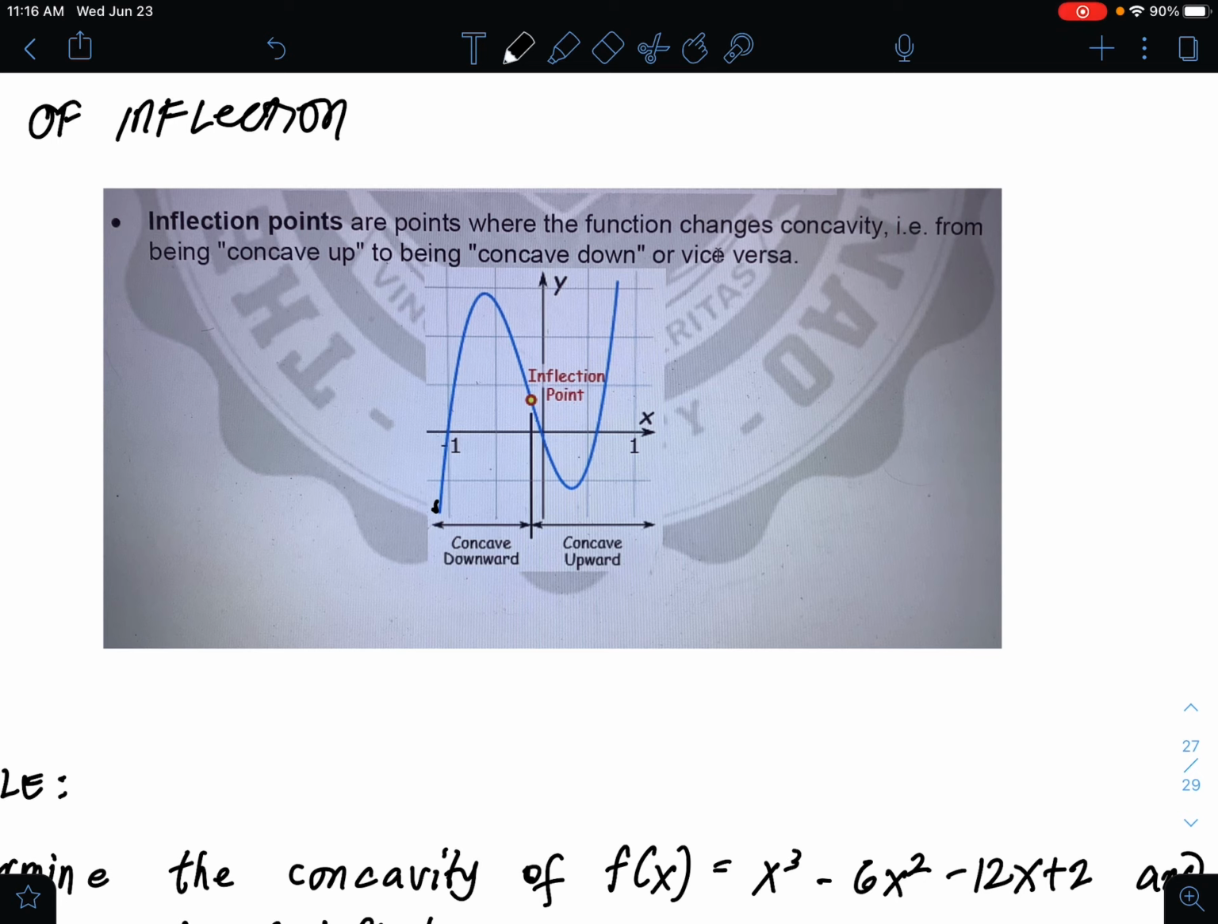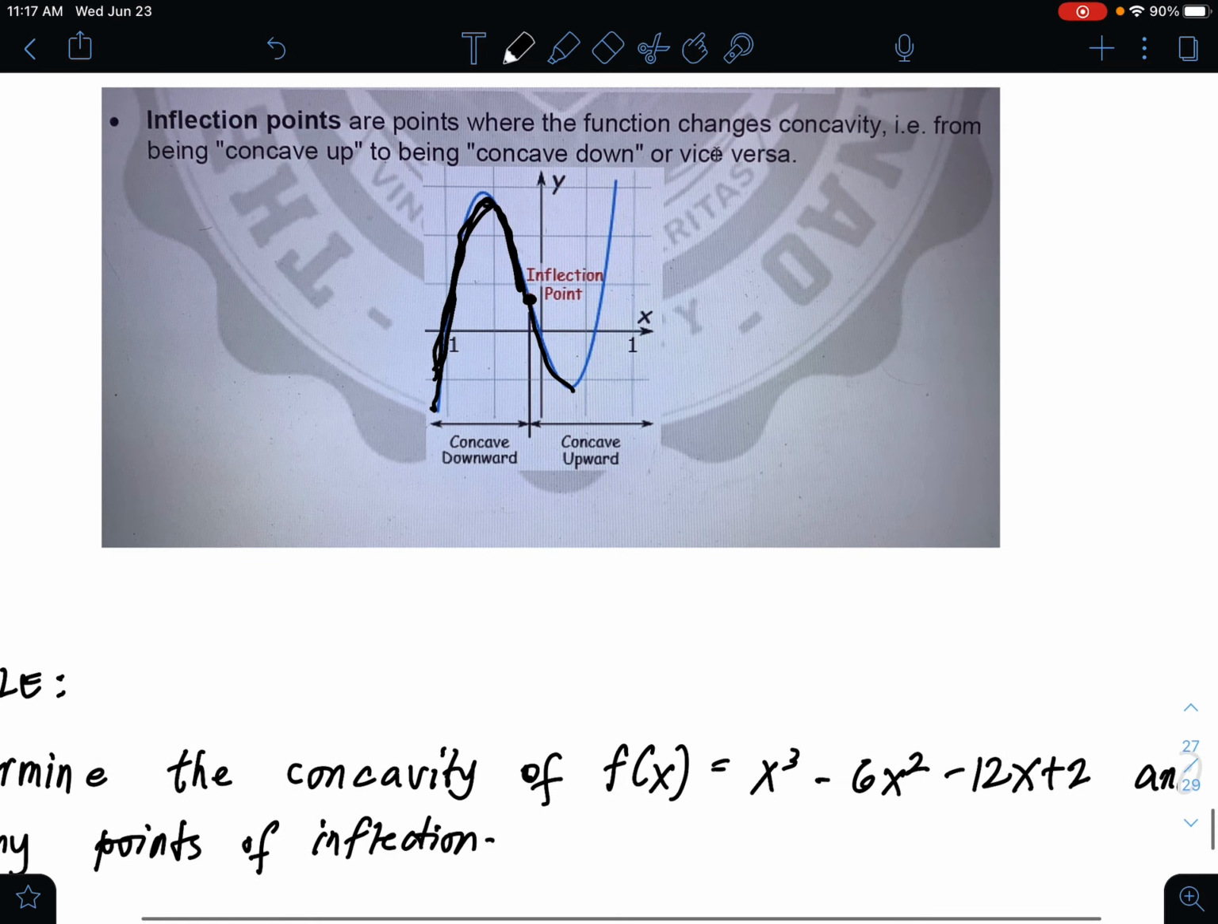So diri na function, upward pa ang points, no? Pag abot diri ni downward na. So diri na part nag-change ang concavity, no? Kung asa nag-change ang function sa pag curve.